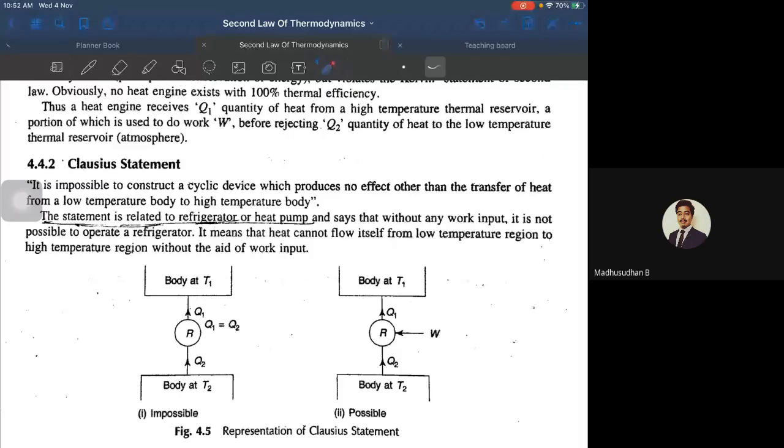Okay, so this is what he has just represented in a diagrammatical fashion. The first one, he says, is impossible, and the second one is possible. Why? Because there is no work input in the first figure, which is the impossible one. You're observing, right? There is no work input. That is not possible. If there is a work input, then only you can transfer the heat from the lower temperature region to the higher temperature region. That is according to the Clausius statement.